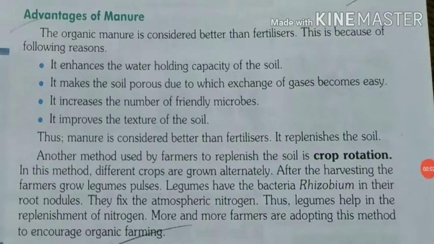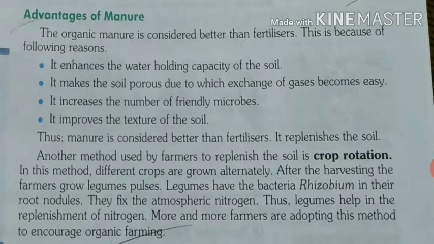So our next topic is advantages of manure. The manure is an organic material. The organic manure is considered better than fertilizers because of the following reasons. Manure enhances the water holding capacity of the soil. मैन्योर सॉइल की वाटर होल्डिंग कैपेसिटी को इंक्रीज करता है. Manure makes the soil porous due to which the exchange of gases becomes easy. मैन्योर सॉइल के पार्टिकल्स को पोरस बनाता है, यानी जो होल्स होते हैं, it means through those holes exchange of गैसेस बिकम ईजी, यानी ईजिली गैस अंदर भी आएगा और गैस बाहर भी जाएगा. That is the meaning of porous.